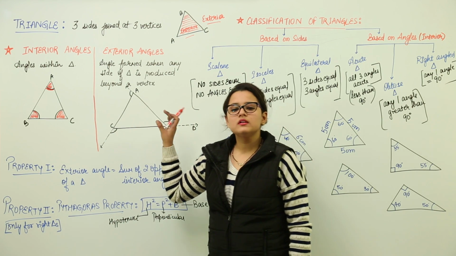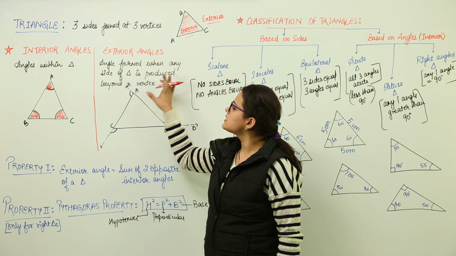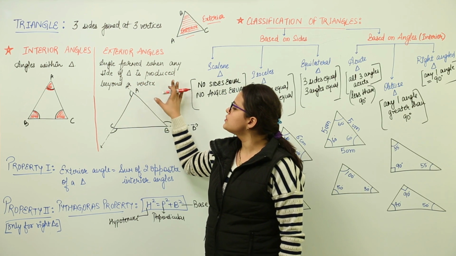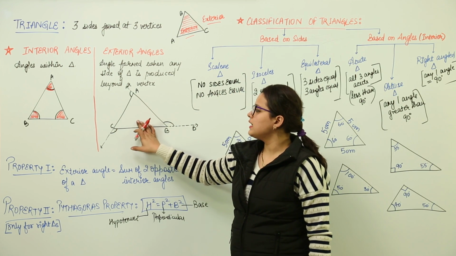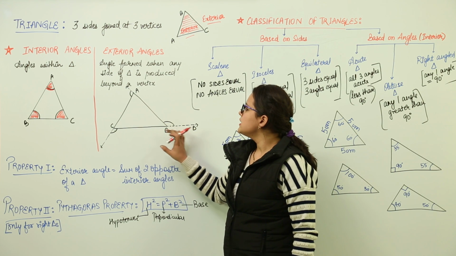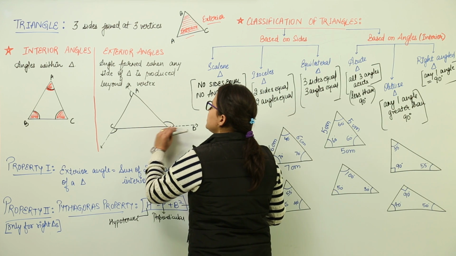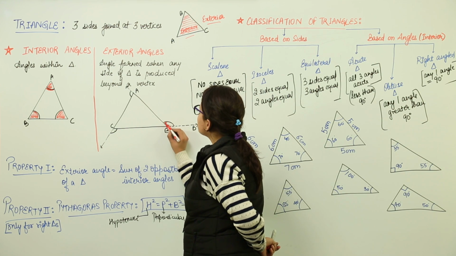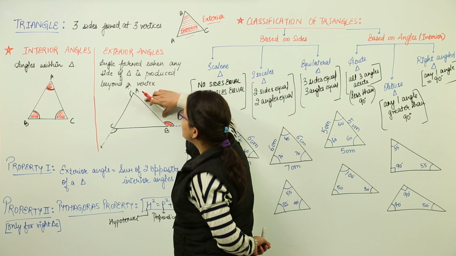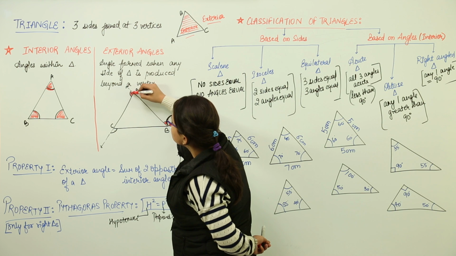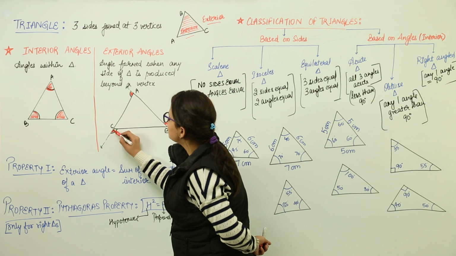Whereas when are the exterior angles formed? Exterior angles are formed when any side of a triangle is produced beyond a vertex. Now for example, there was this same triangle ABC. I have extended its side beyond this vertex B. I have extended BC beyond B, due to which I have got this angle, right? Similarly, I have extended this side AB beyond A, so I have got this angle, and I have extended AC beyond C to get this angle.